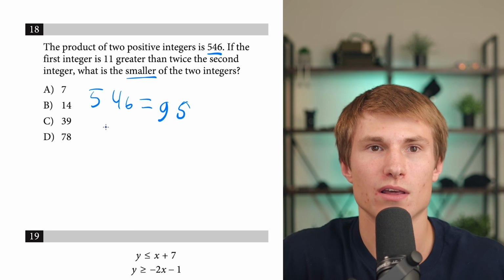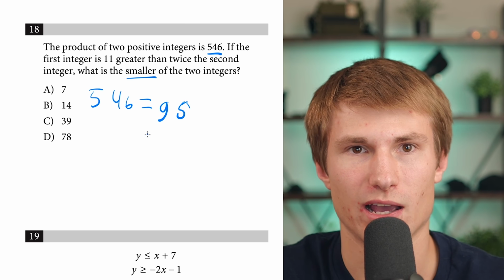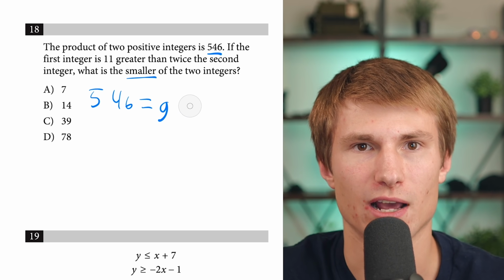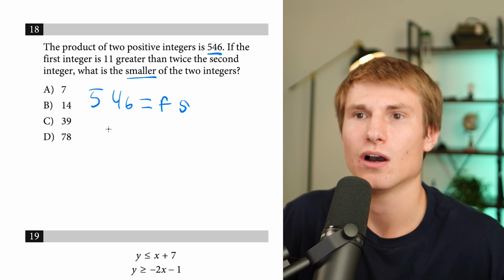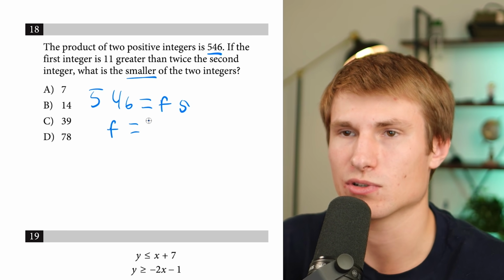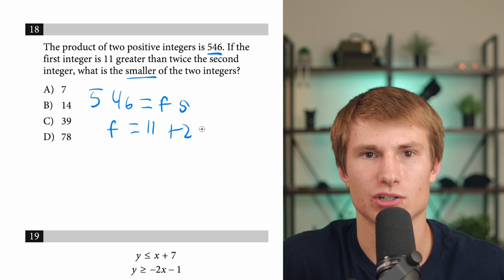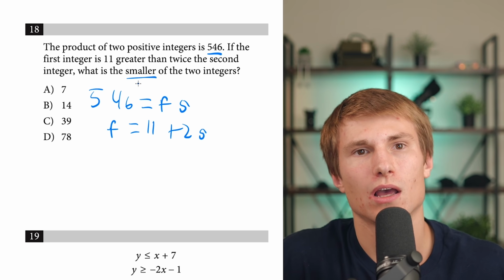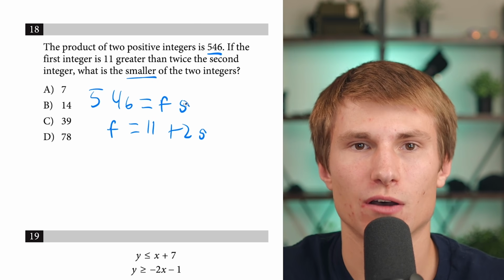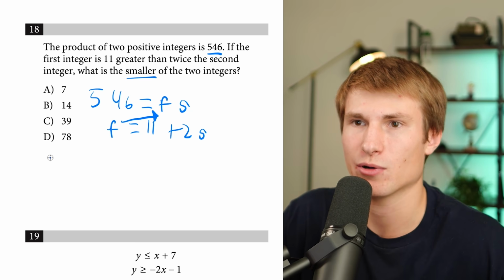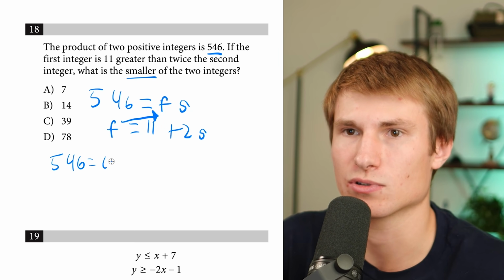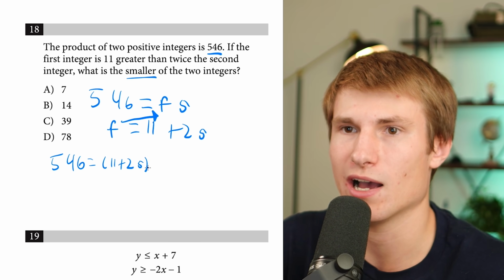We also know that the first integer, which we're representing as, actually, let's use F and S for the first and the second. We know that the first integer is equal to 11 plus twice the second integer, that's 2S. Now we want to solve for the smaller, so we want to solve for S here. To solve for S, I'm going to plug F into this top equation. We know F is also represented as 11 plus 2S, so we're going to end up with 546 is equal to 11 plus 2S times S.